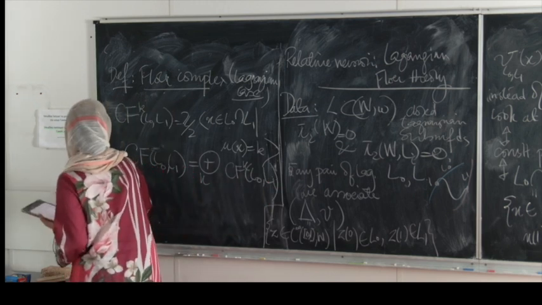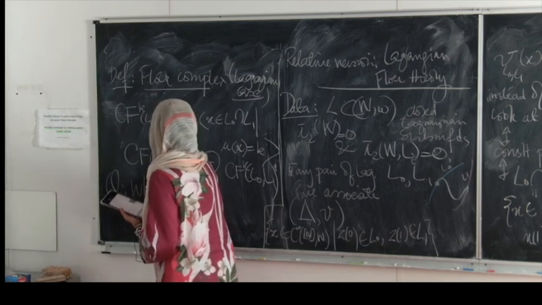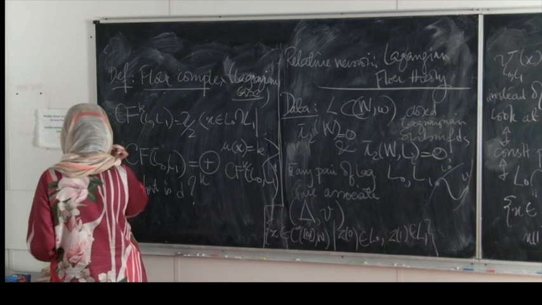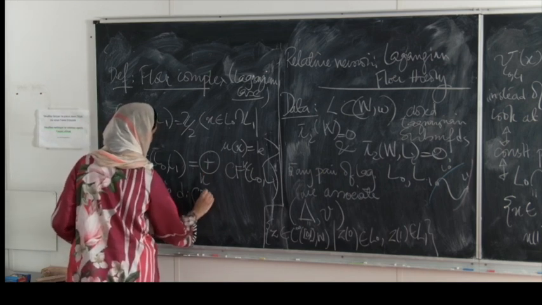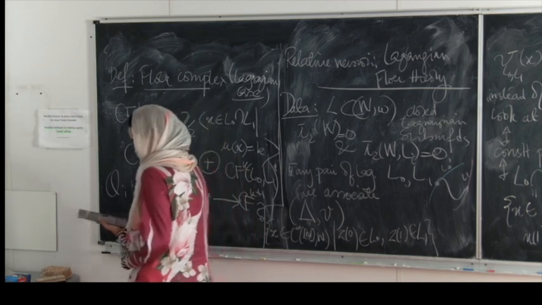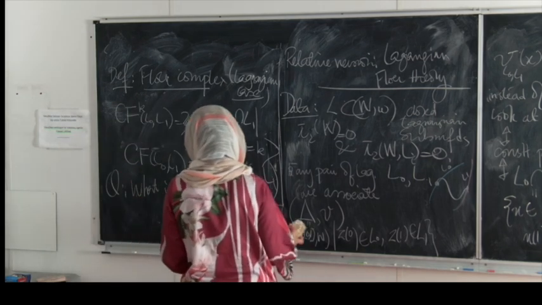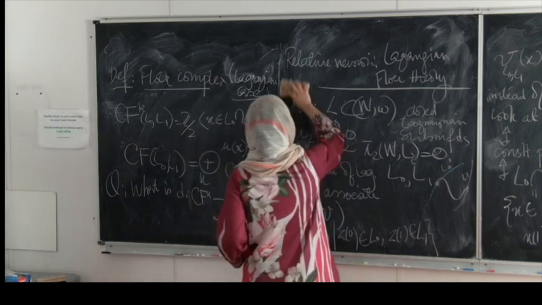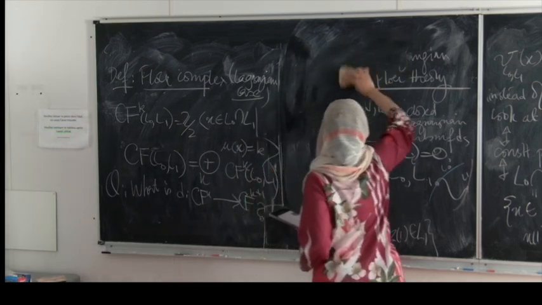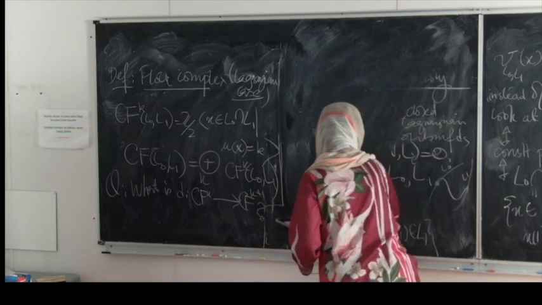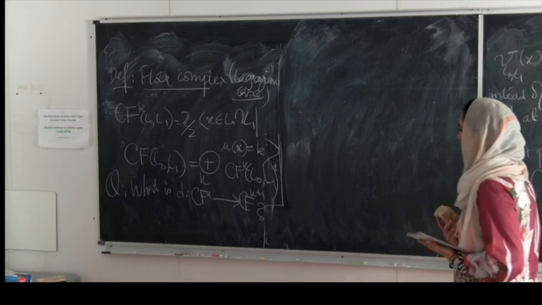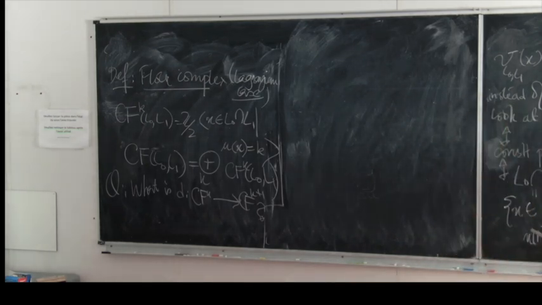Okay, so the question is, what is the differential? That's the question. So the differential goes from CF_k to CF_{k+1}. So you see, all flavors of Floer theory are very geometric, but this one is also quite intuitively geometric. So one can imagine that this differential should count something.